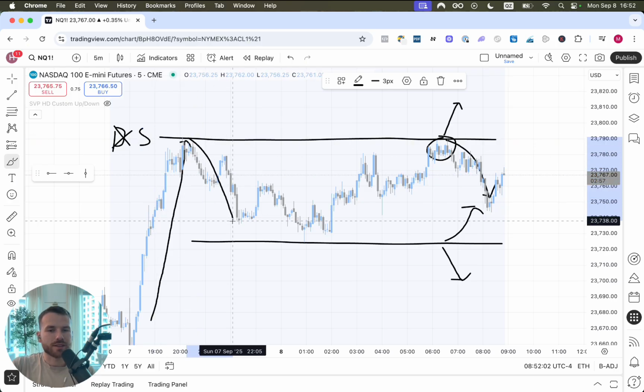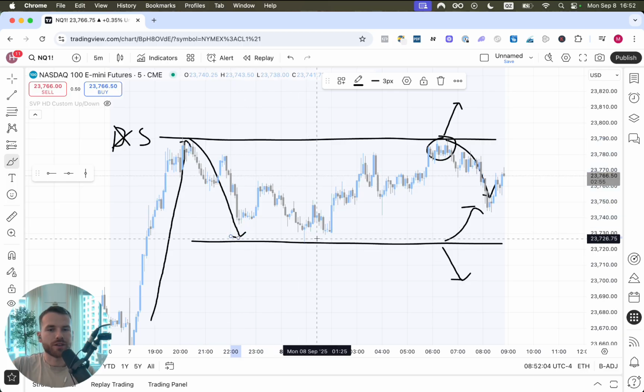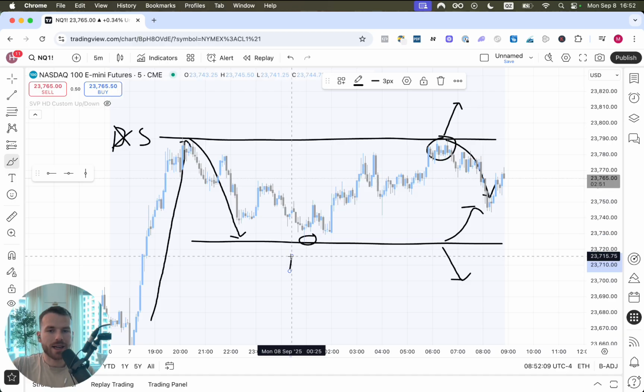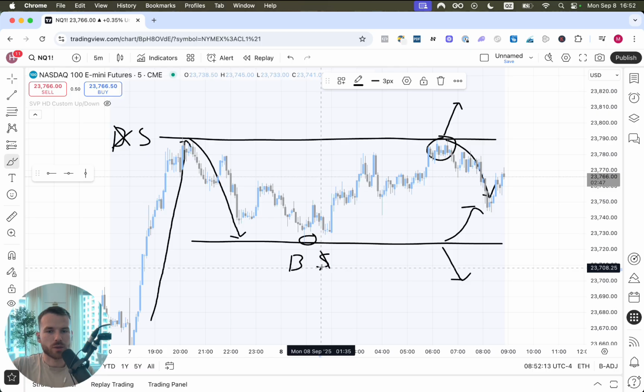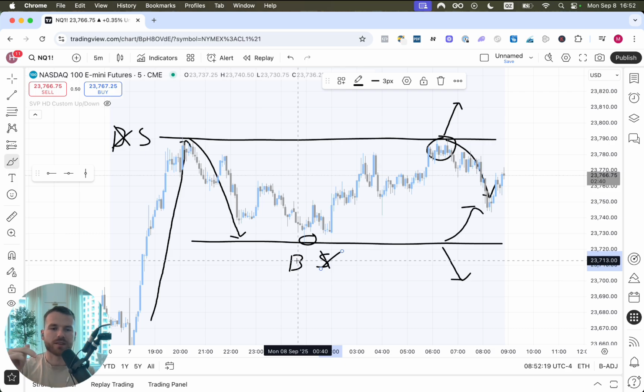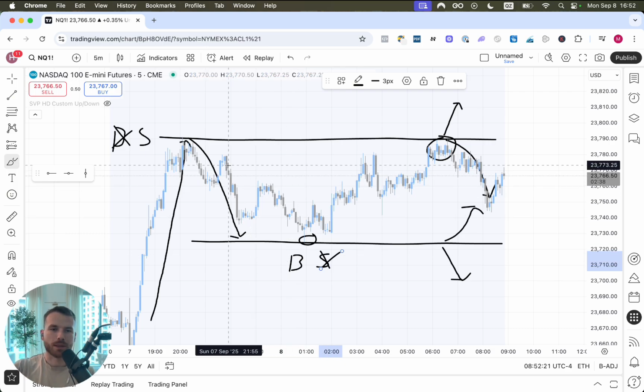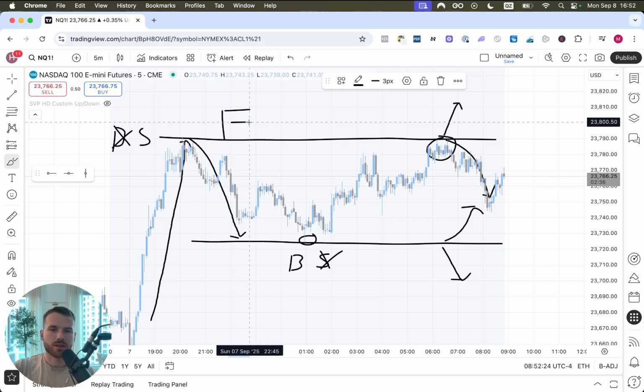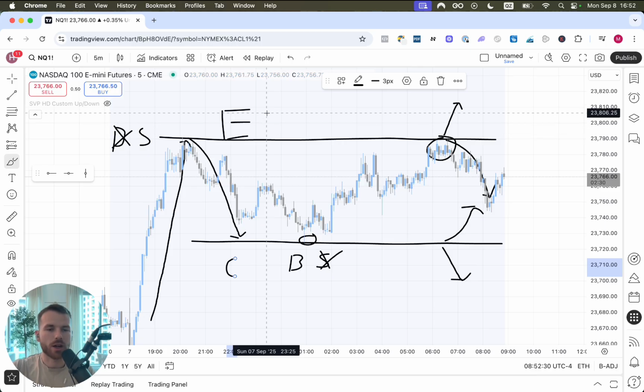Now, the question is, why did it only go down to this level right here? Well, very simple. Because at this point, we again had more buyers coming in than sellers. So sellers were exhausted. They said, no, I don't have any more contracts to sell. And then the buyers stepped in and said, hey, this is a cheap price. So this will be expensive right here. And this will be cheap. You can also call this a discount or a premium. It doesn't really matter what you call it.